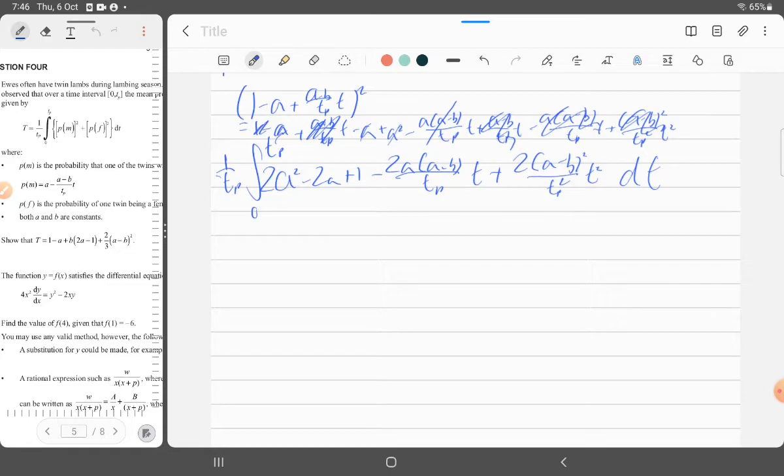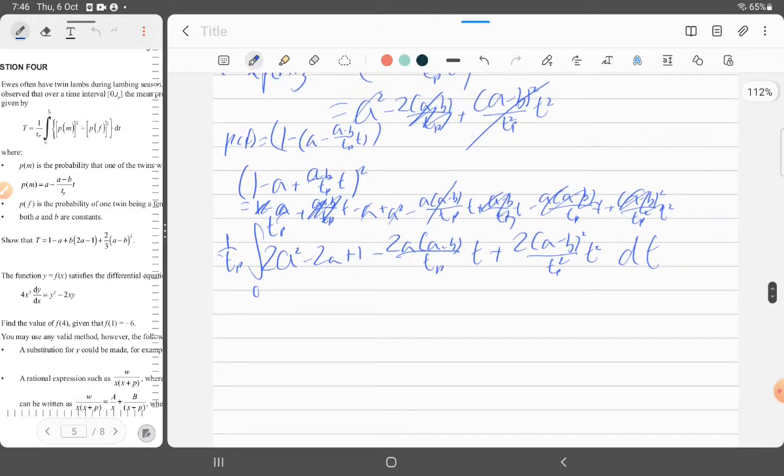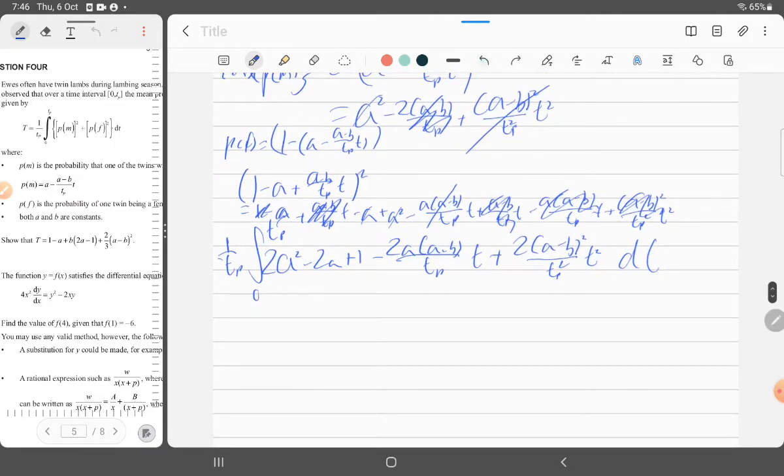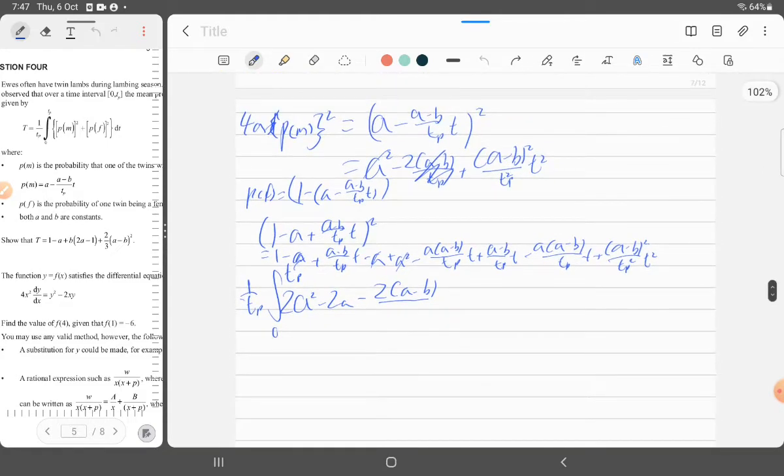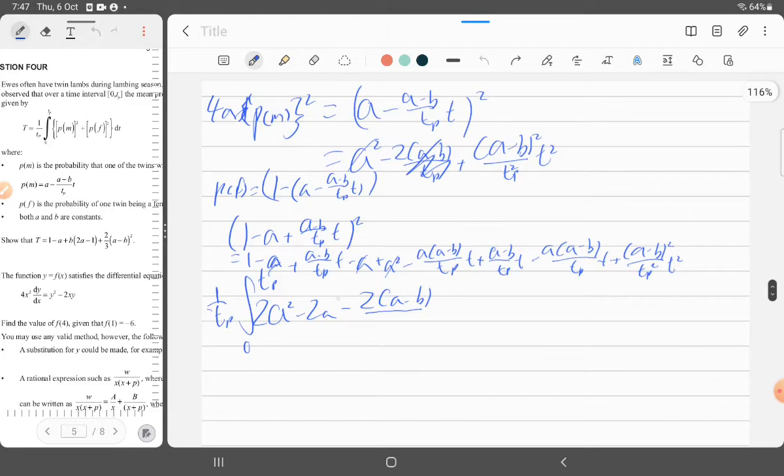Wait, did I forget something? Wait, let me just redo all of this real quick. So a squared and a squared match up together, and minus a matches up together. Minus 2a. Wait, minus 2.